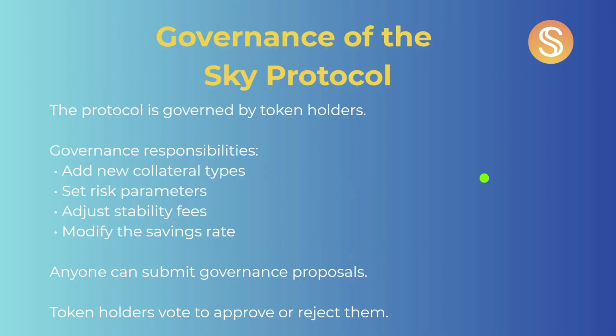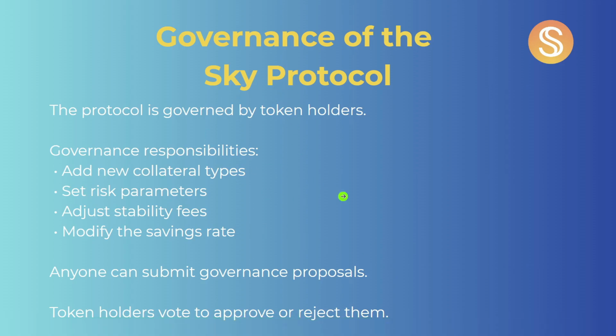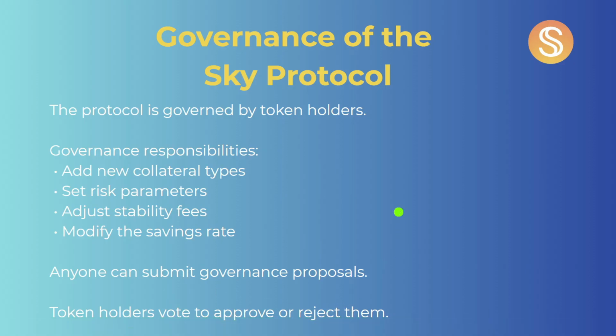Let's talk about the governance of the Sky protocol in more detail. The protocol is governed by token holders. The governance responsibilities are to add new collateral types, set risk parameters, adjust the stability fee, and modify the savings rate. Anyone can submit a governance proposal, and of course, token holders vote to approve or reject the proposal. So if you have the Sky token, you can vote on these proposals and take part in their approval or rejection, but only if you have the token.